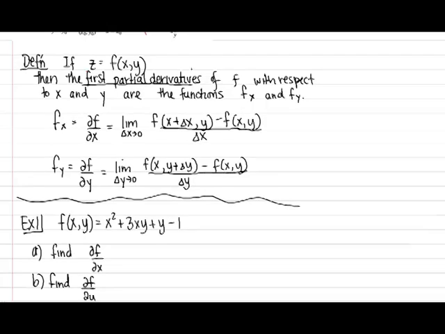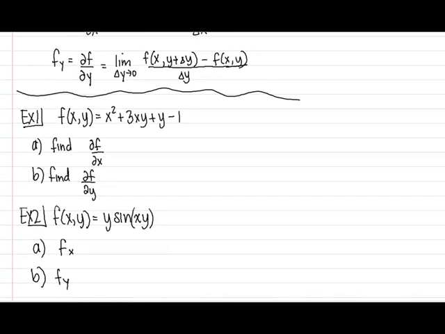So it's going to be really easy for us to apply, so I want you to look at this first example and how we do it. I have my function f of xy, and it's x squared plus 3xy plus y minus 1. So I want to find df dx. So when you're calculating these partial derivatives with respect to whatever variable, in this case x, I want you to think about y as being constant.